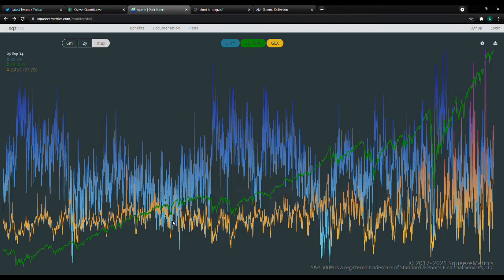Let's see if I can find a good example. Oh, right here. Right here's a great example of 2018 because it was manufactured. I mean, everyone knew what was coming. Everyone was prepared. Gamma exposure's high, and the DIX has a sustained low. So the alligator jaws really tell you a lot.